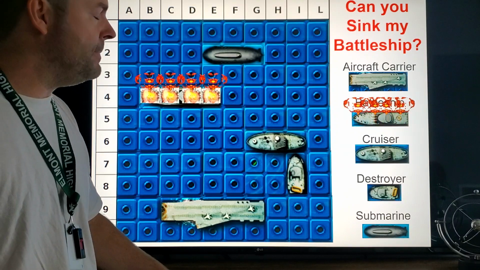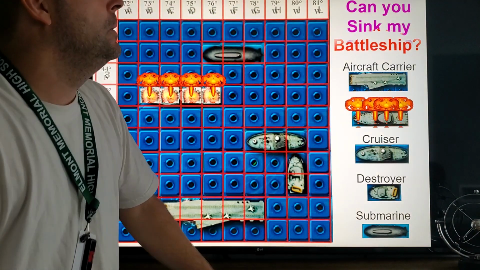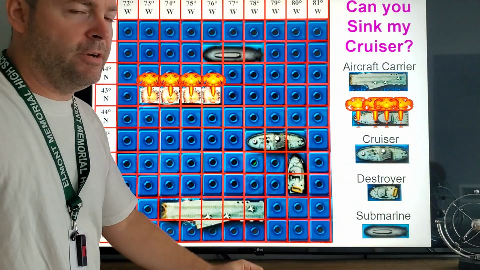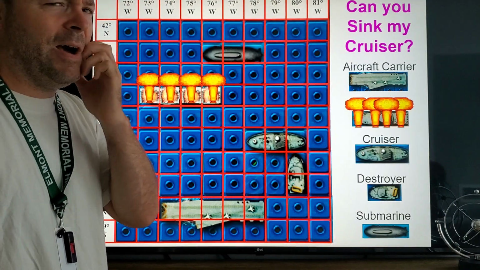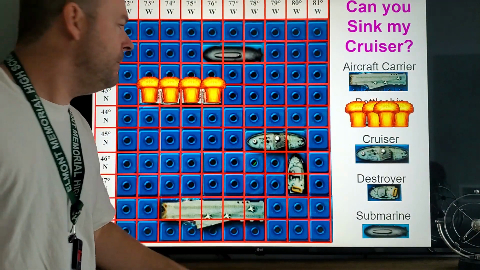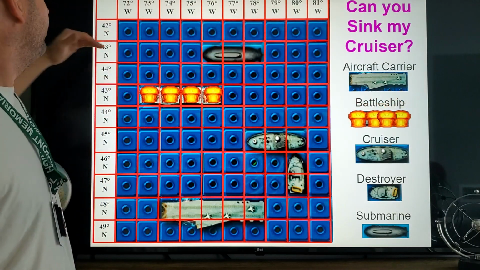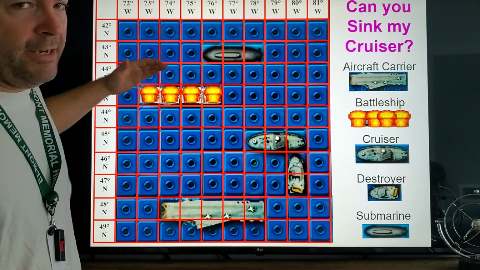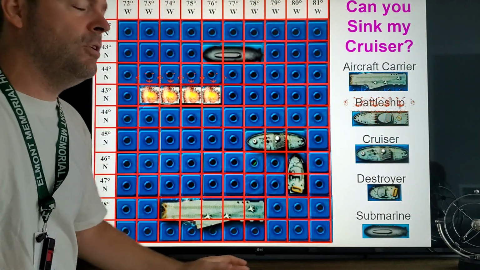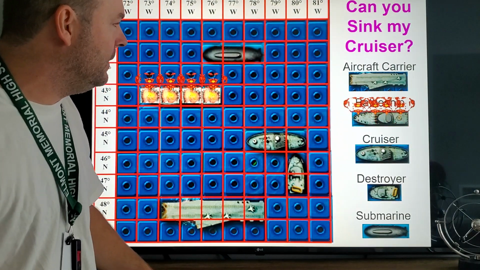Adios. All right, I'm going to switch it up a little bit. Right now, we're going for the cruiser. But look at the sides here. It's no longer just letters and numbers. Now it's numbers, degrees, and a direction. The ones going this way in the 40s are latitude lines. The ones going up and down are longitude lines. So it works the same way, just with a little more detail.